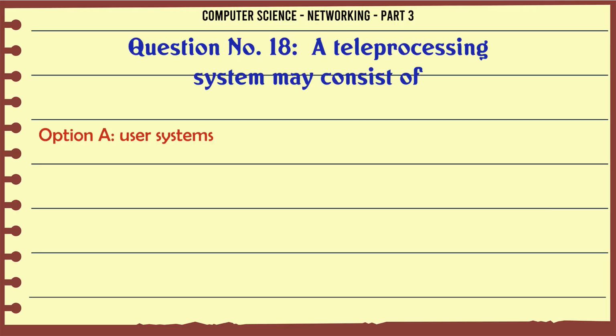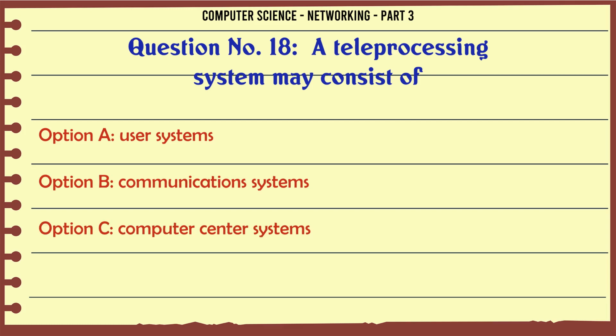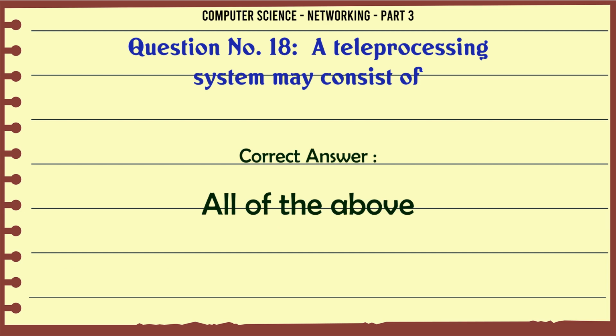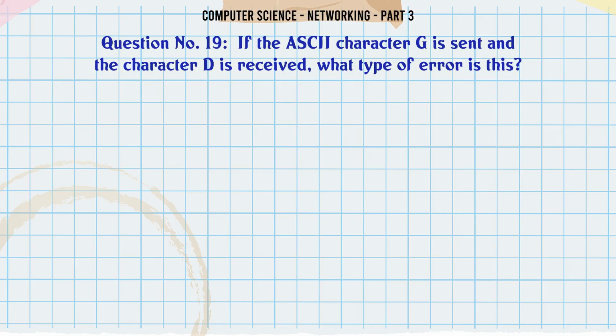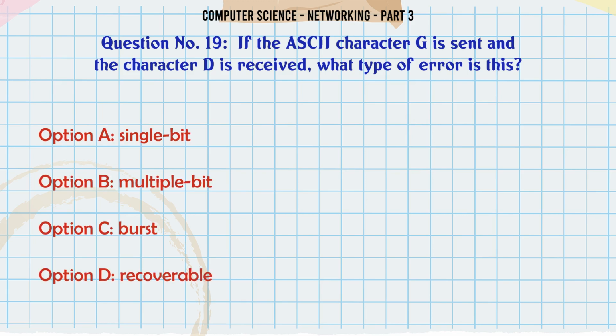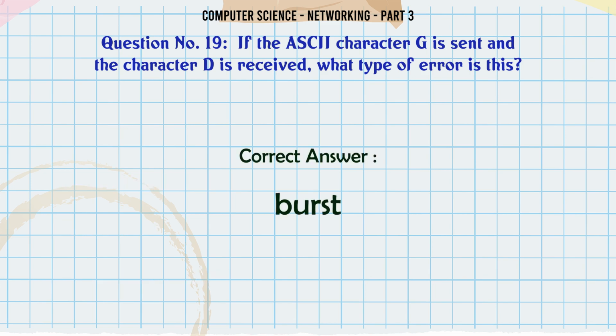A teleprocessing system may consist of A, user systems. B, communications systems. C, computer center systems. D, all of the above. The correct answer is all of the above. If the ASCII character G is sent and the character D is received, what type of error is this? A, single bit. B, multiple bit. C, burst. D, recoverable. The correct answer is burst.